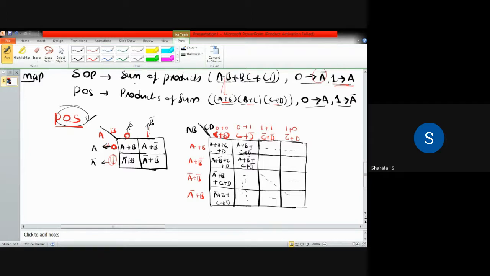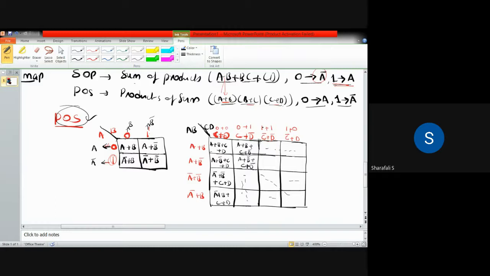So here that dot will be replaced by the plus symbol in case of POS form. Also, when we are minimizing the Boolean expressions, we can see that we have to use zeros instead of 1s when using this POS form. That we will discuss later. So this is how we will fill the cells in K-map for different variables.